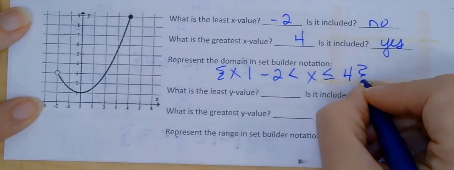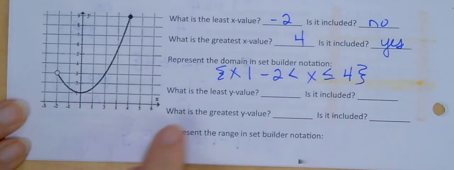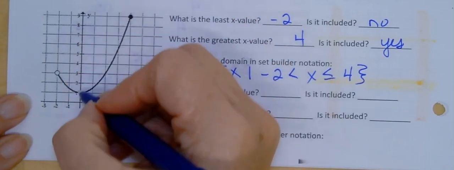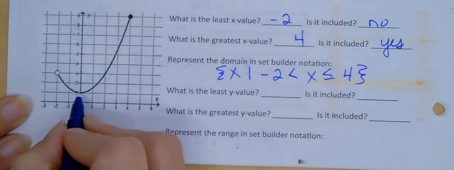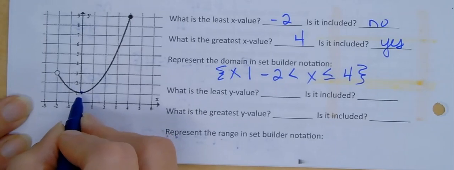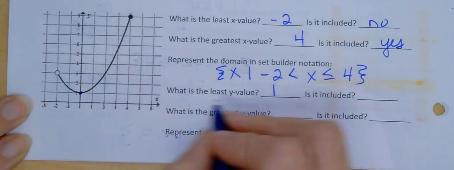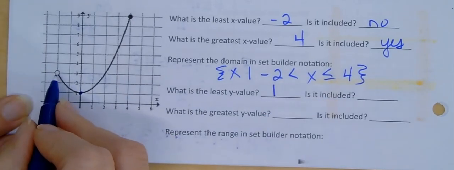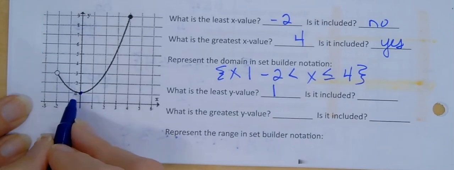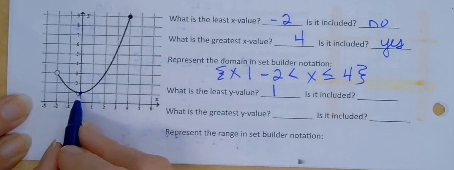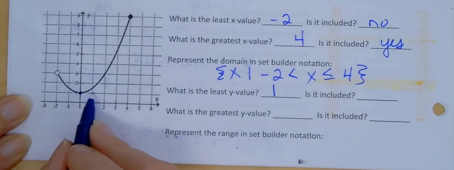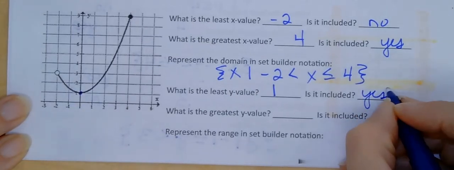All right. What is the smallest y value? I'm scanning the y's from bottom to top. So look at this. This is my smallest y value right there at 1. Okay? That is not my smallest y value. I have smaller y values. Okay, so don't be fooled by that. Smallest y value is 1. It is included because remember, if there's a line, we include it.